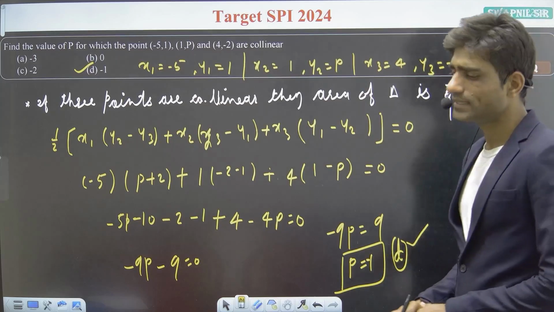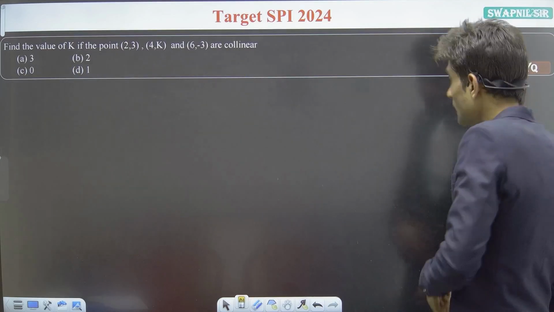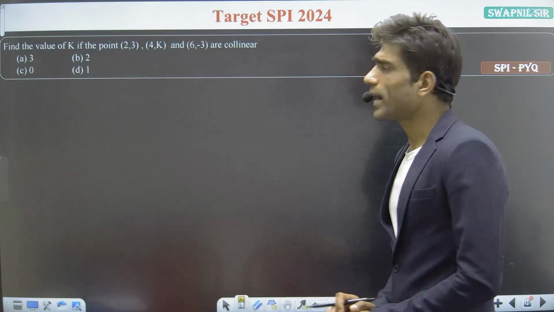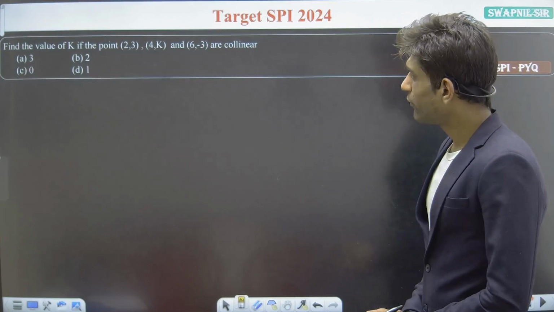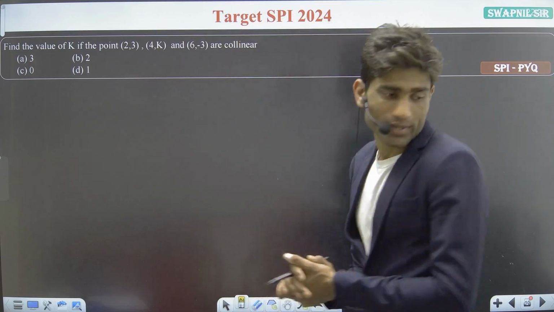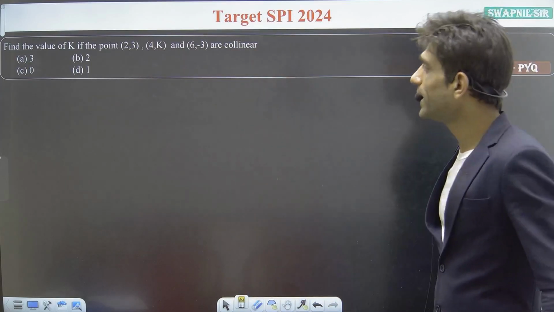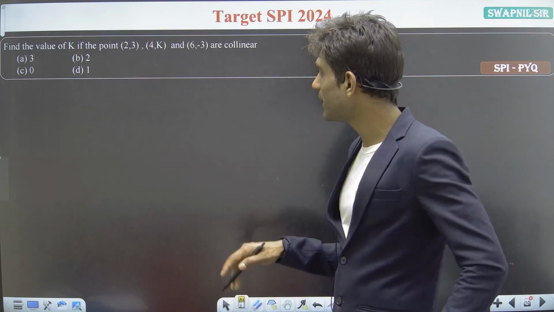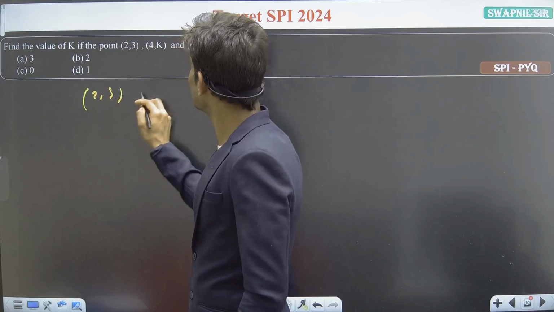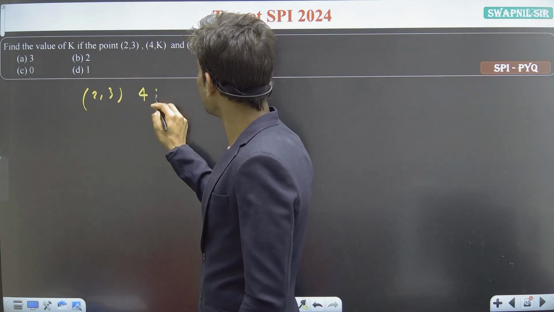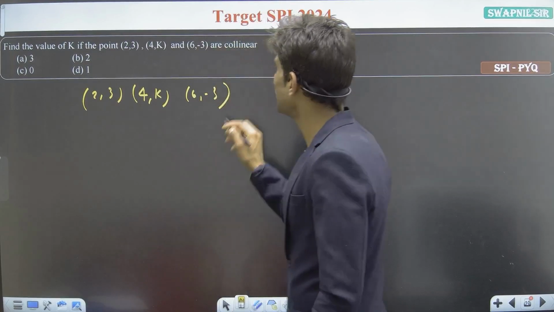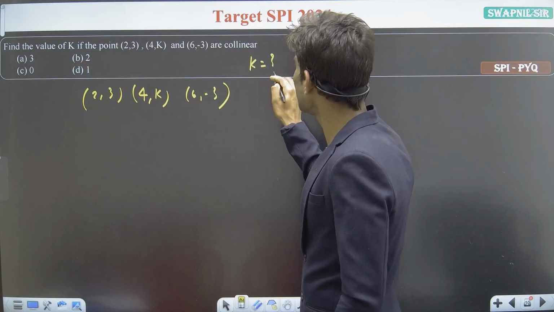Now let's move to the next example. In our next example, we are given: find the value of k if the points (2, 3), (4, k) and (6, minus 3) are collinear. So we have been given these 3 points and we have to find out the value of k here.